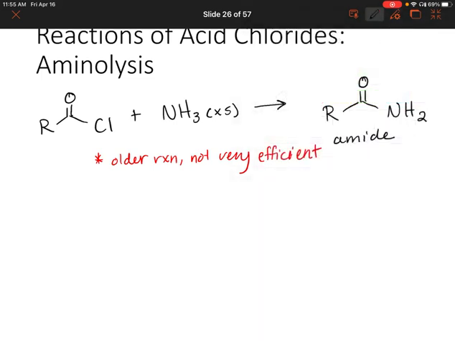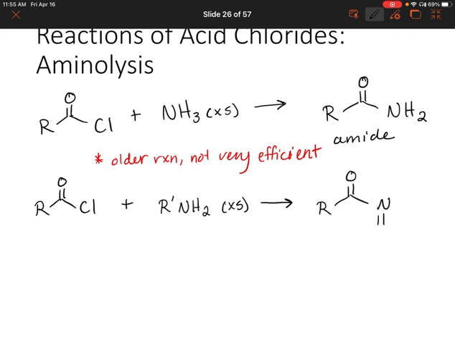Okay, what if we want to create a secondary amide? Well, we just have to change our amine group. So instead of using ammonia, we're going to use a nitrogen that's bonded to an alkyl group. And again, we're going to use excess. All right, so we end up forming a secondary amide there.